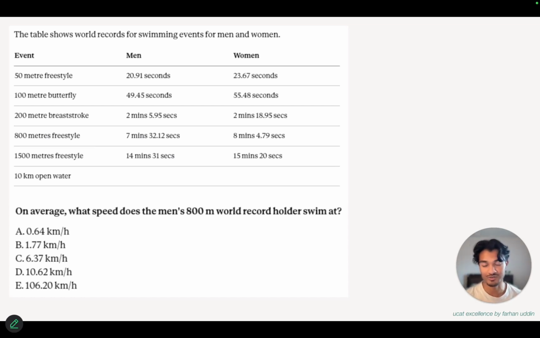Alrighty, let's go through this question together now. So on average, what speed, so speed equals distance over time, does the men's 800 meter world record holder swim at?